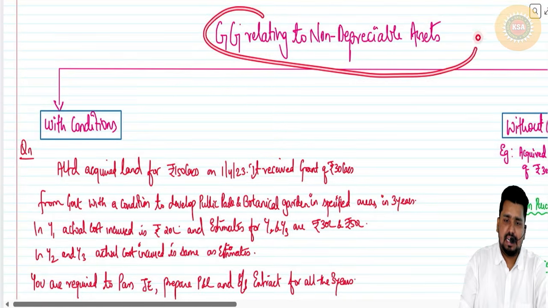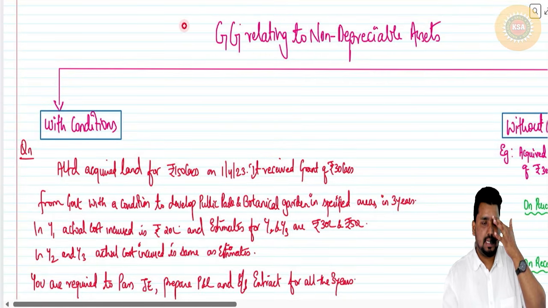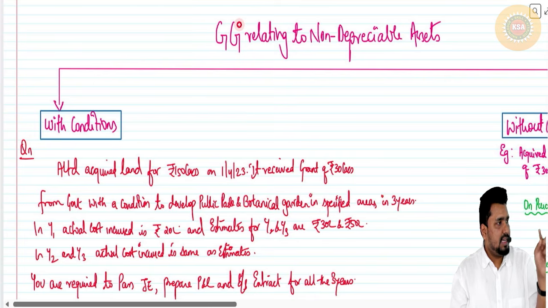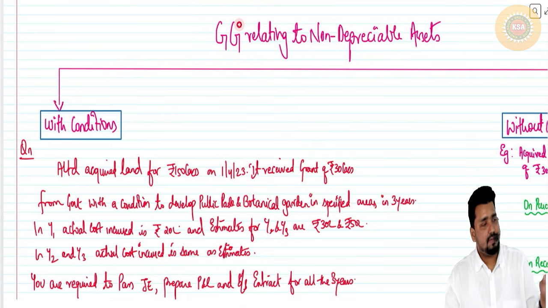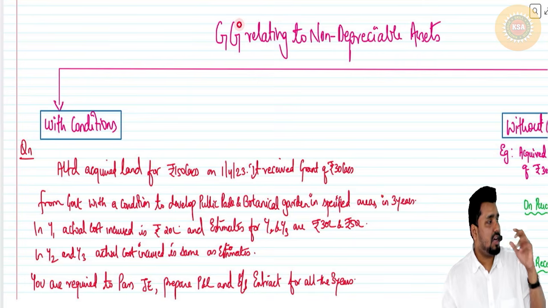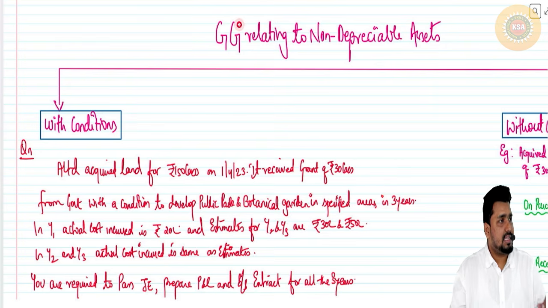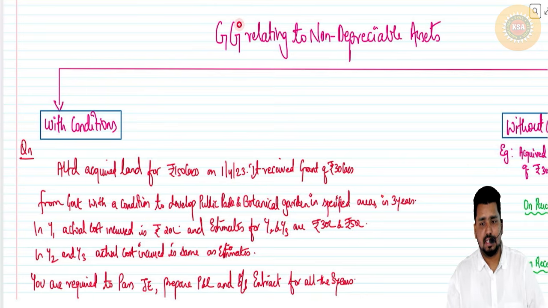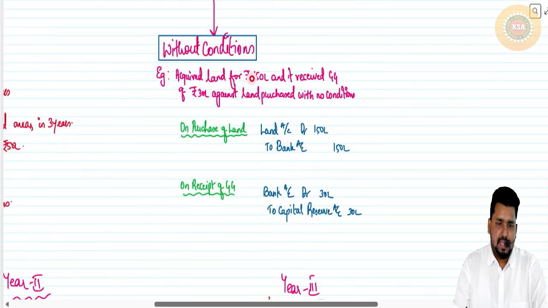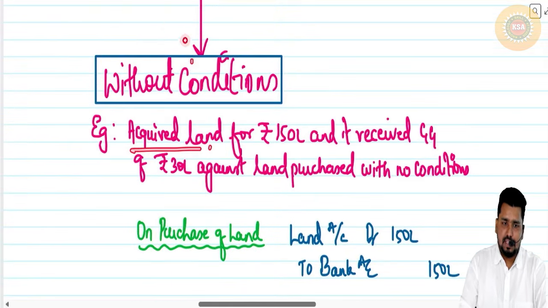Listen. Government grant relating to non-depreciable asset. Since the life is not there, we cannot assume one implied condition. We have to check whether government is giving that land with any condition or without any condition. We have purchased land, sir, and for that government is giving that amount, which can be with certain conditions or without certain conditions. Sir, government is giving without conditions. Means, for example, read this, without condition.